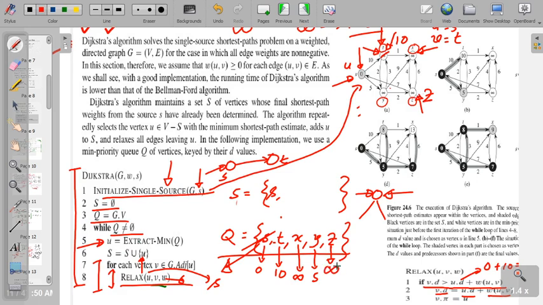Okay. So now the Q structure will be, this Y will be at the top. Then this T, then X, then Z. Something like this. And I'll be going to this while loop again. While Q is not empty, then what I got to do? We have to extract this U. The minimum is Y, and this Y will be in this list.